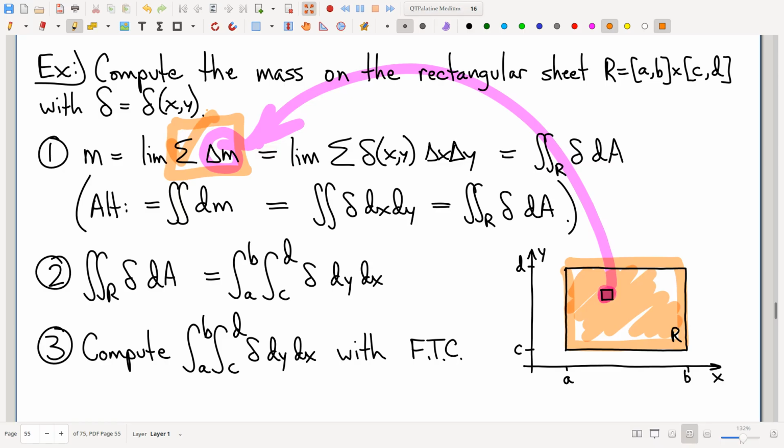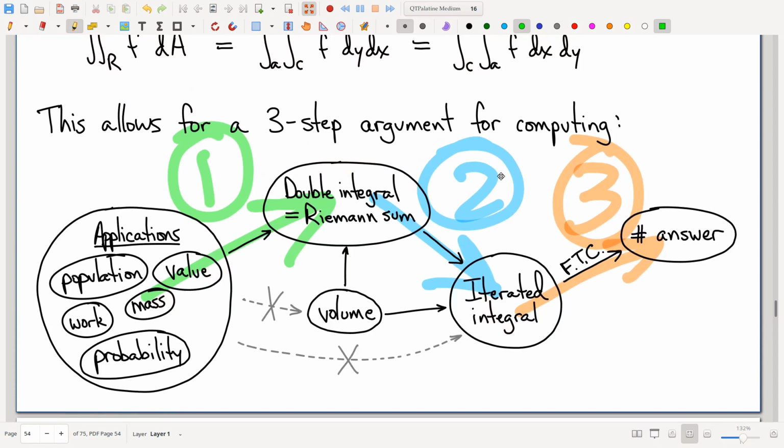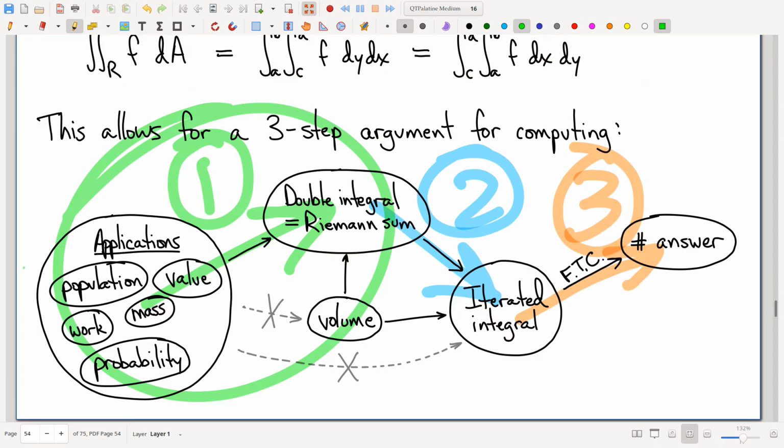Now, I don't really need to say limit for that to be true, but I'm saying limit because I'm eventually going to want to write this down as a Riemann sum. Is that satisfying? Yeah. Good. Okay. So what we just did up here, this is our step one. We've taken our application, we've written it as a double integral. And then we're going to proceed to step two.